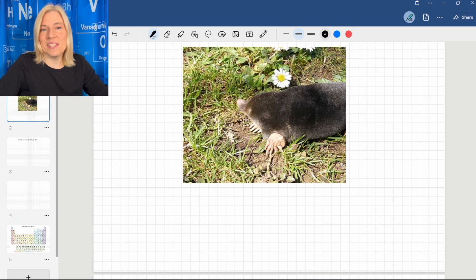And here is the mole. It actually is very, very nice that we use moles because they dig tunnels. They go from point A to point B. And we're going to come back to that.